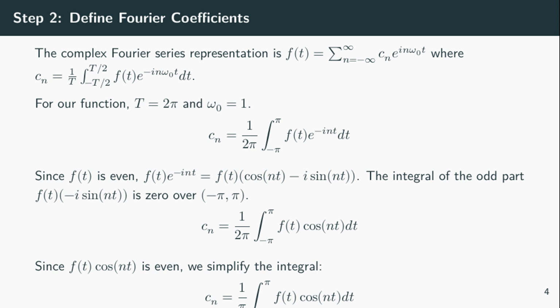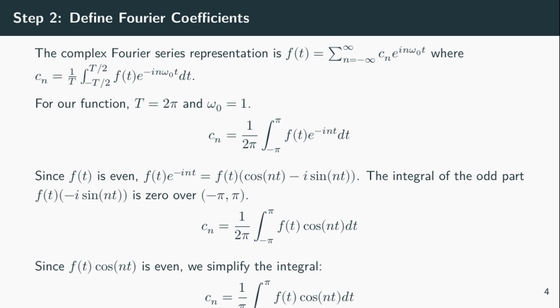Because f of t is even as we just found, and e to the power of minus i n t can be written as cosine of nt minus i times sine of nt, the integrand becomes f of t times cosine of nt minus i times f of t times sine of nt. Since f of t is even, f of t times cosine of nt is also even, and f of t times sine of nt is odd. The integral of an odd function over a symmetric interval like minus pi to pi is 0, so the imaginary part of the integral goes away.